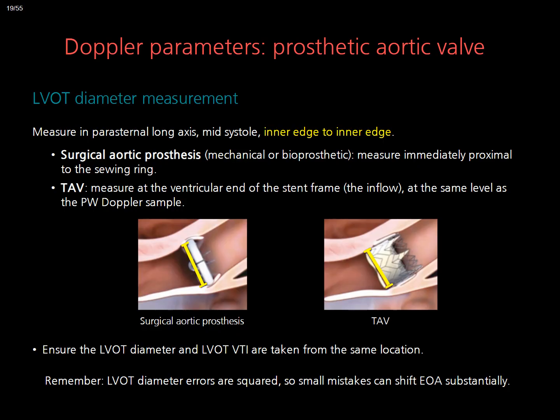Measure the LVOT diameter in parasternal long axis in mid-systole, inner edge to inner edge. For surgical aortic prostheses, measure just below the sewing ring. For TAVI, measure at the ventricular end of the stent frame and keep it matched to your pulsed wave sample site. If the diameter and VTI are taken at different levels, your continuity calculation becomes unreliable. And because the diameter is squared, a small error can make a big difference to EOA.